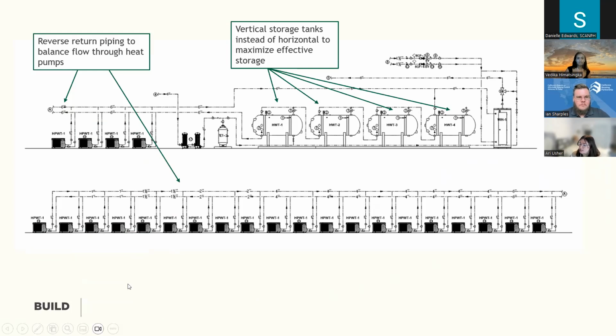And then the next one is going to be on reverse return piping. Reverse return piping is a best practice to balance flow through the heat pumps in any central plant. Without reverse return piping, what's going to happen is the first heat pumps in line are going to receive more of the flow than those at the back of the line.